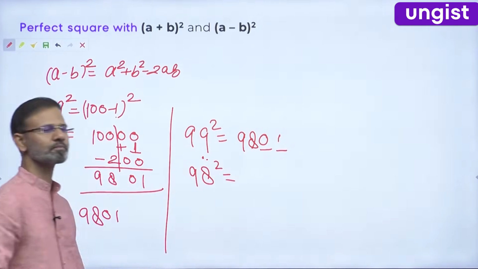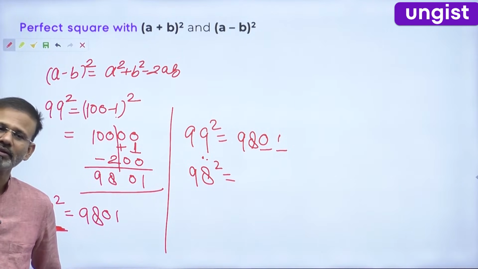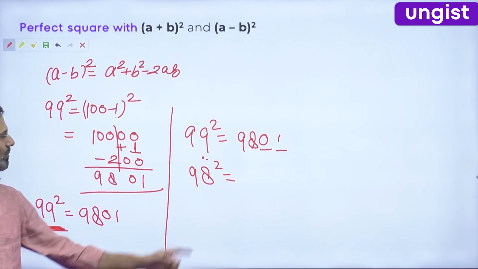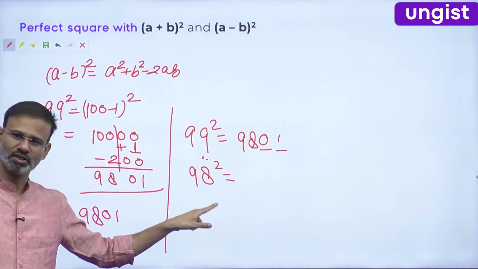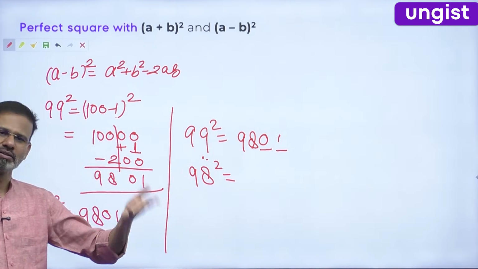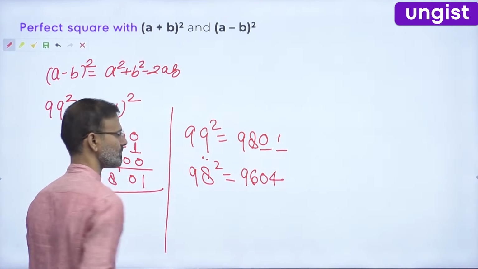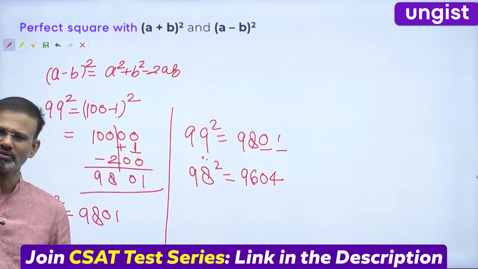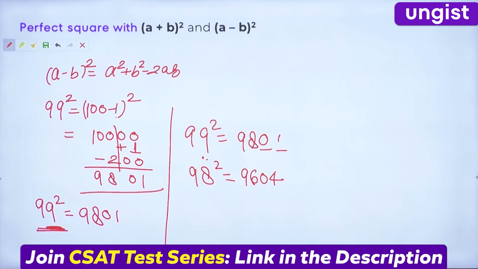Okay. Now you tell me 98 square. 9604, guys. This number is 2 less than 100. Subtract 2 from this number. This will become 96, and then the square of 2 will be 04. All of you fine now? Everybody? Guys, any doubt? No? Correct? All right. Okay.